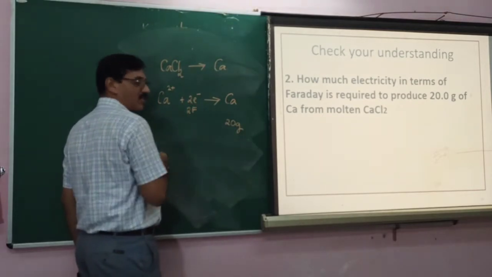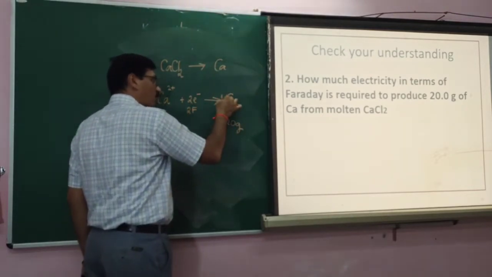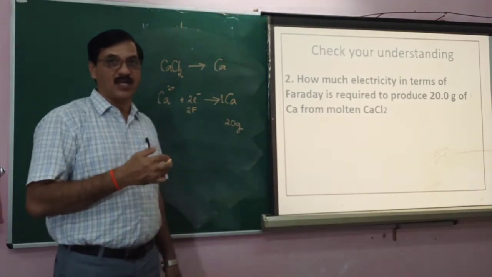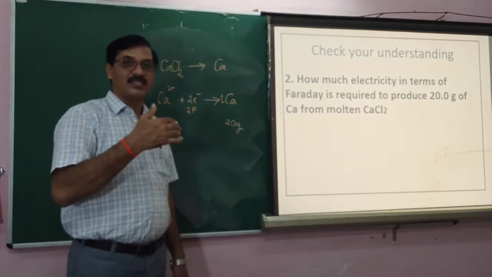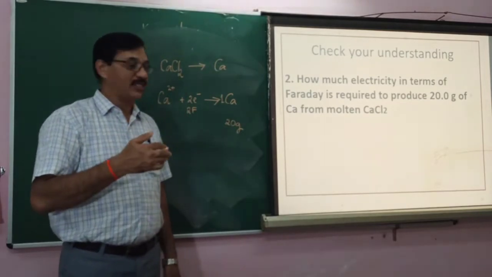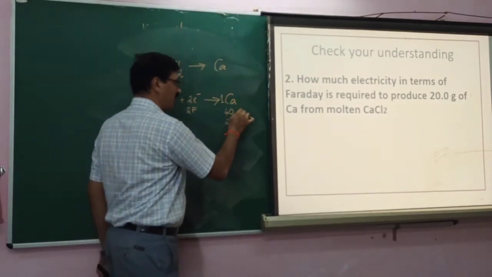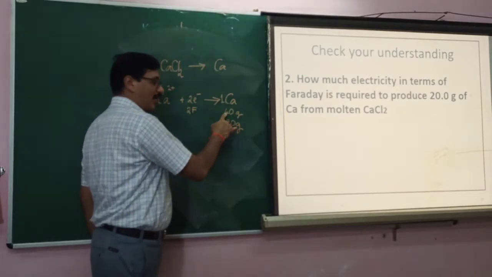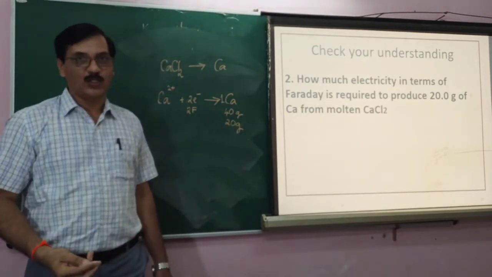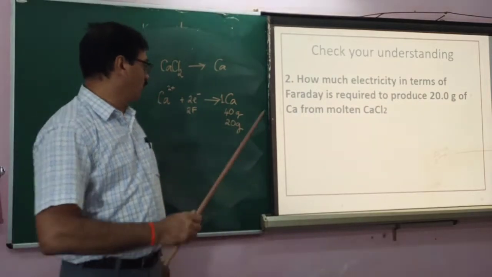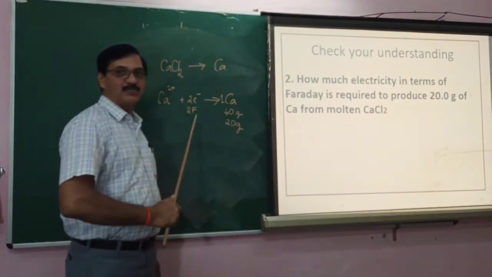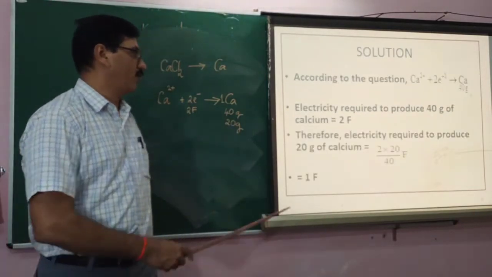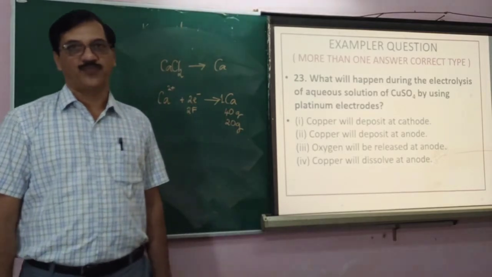2 Faraday of charge is required for getting 1 mole of calcium. If you know the atomic mass of calcium, this is 40 U. That means the molar mass is 40 grams per mole. 2 Faraday of charge will yield 40 grams. To get 20 grams, now the question is simple. For 40 grams, 2 Faraday; for 20 grams, half of it, that is 1 Faraday is required. So that is the answer. Right? 1 Faraday is the answer. This is the way we have to do it.